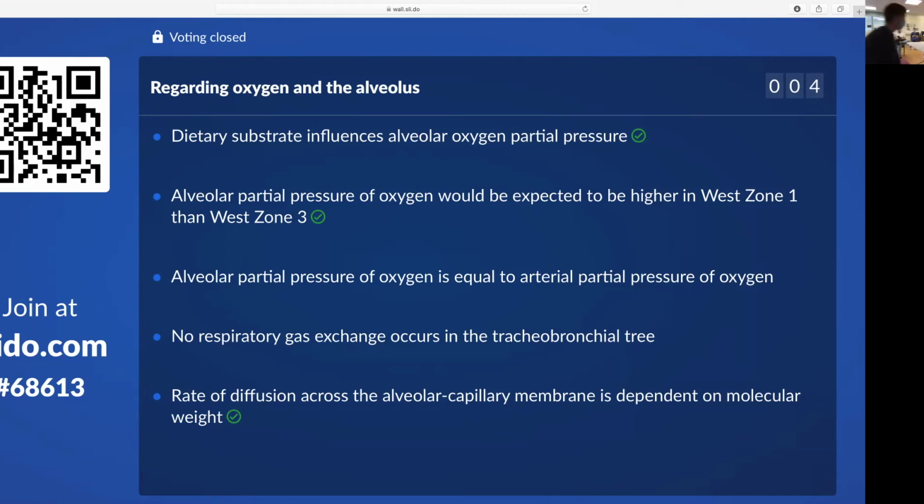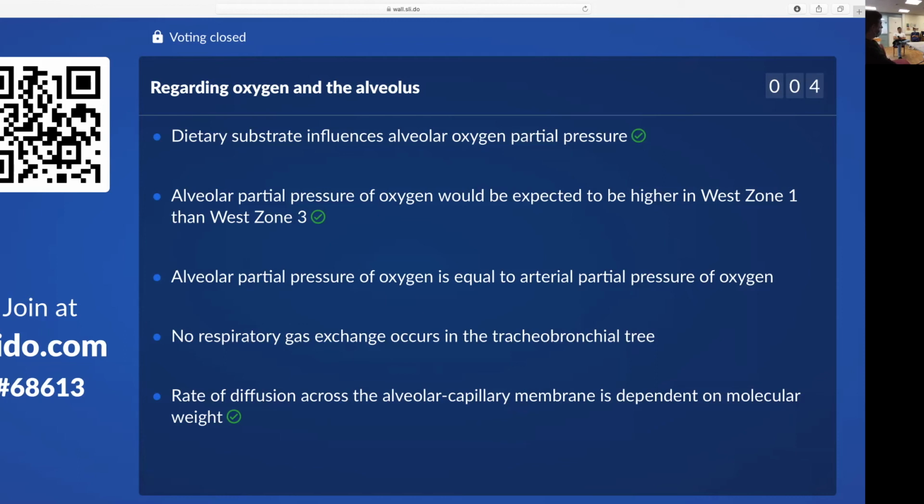Cool. Alveolar partial pressure of oxygen would be expected to be higher in West Zone 1 than West Zone 3. Anyone feel free to talk, happy to talk about the West Zones of the lung? Ventilation and perfusion. Yeah, okay. So it divides the lungs into 3 zones. West Zone 1 being the apices, West Zone 2 being the middle zones, and West Zone 3 being the bases.